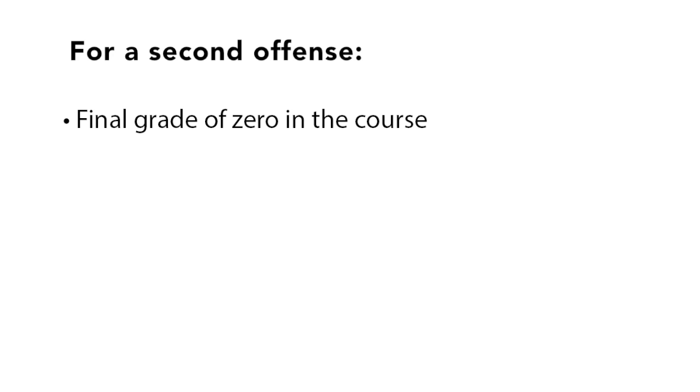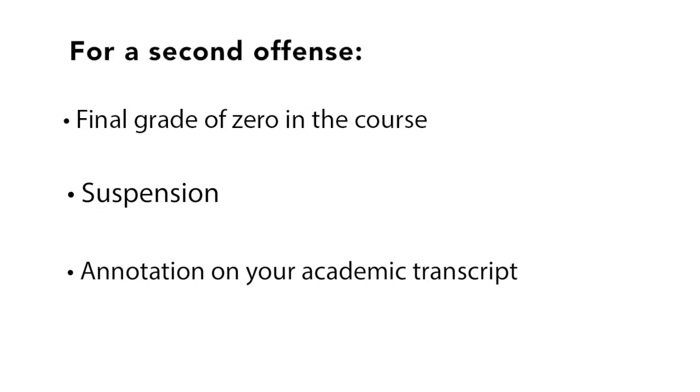For a second offense, if resolved with the dean, those charged with an academic offense will receive one or more of the following sanctions. A final grade of 0 in the course. A suspension from attending U of T for up to 12 months, and an annotation on your transcript for a specific period of time, up to a maximum of 5 years.